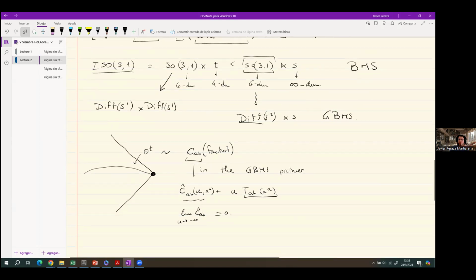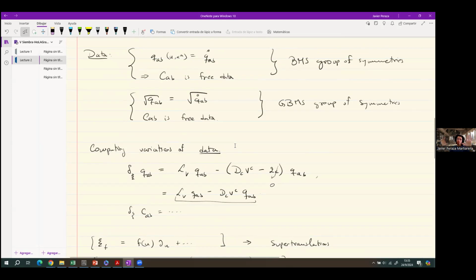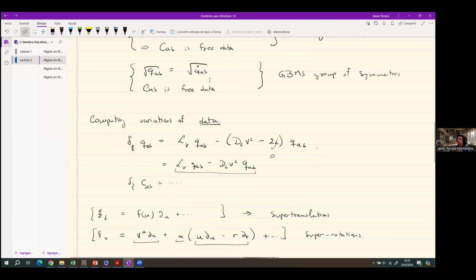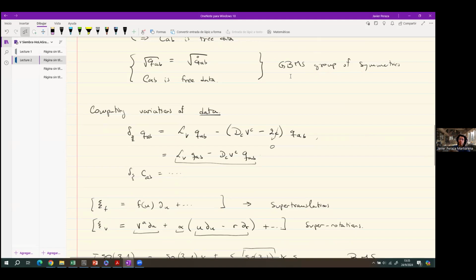So just to recap, in case somebody got lost. The main thing here is that we have two different pictures for understanding gravity at null infinity. Those pictures are the same thing, but with a little difference: in one case we fix the round metric at null infinity, and in the other case we change it by a conformal factor. In one case we obtain BMS, in the other case we obtain the generalized BMS.